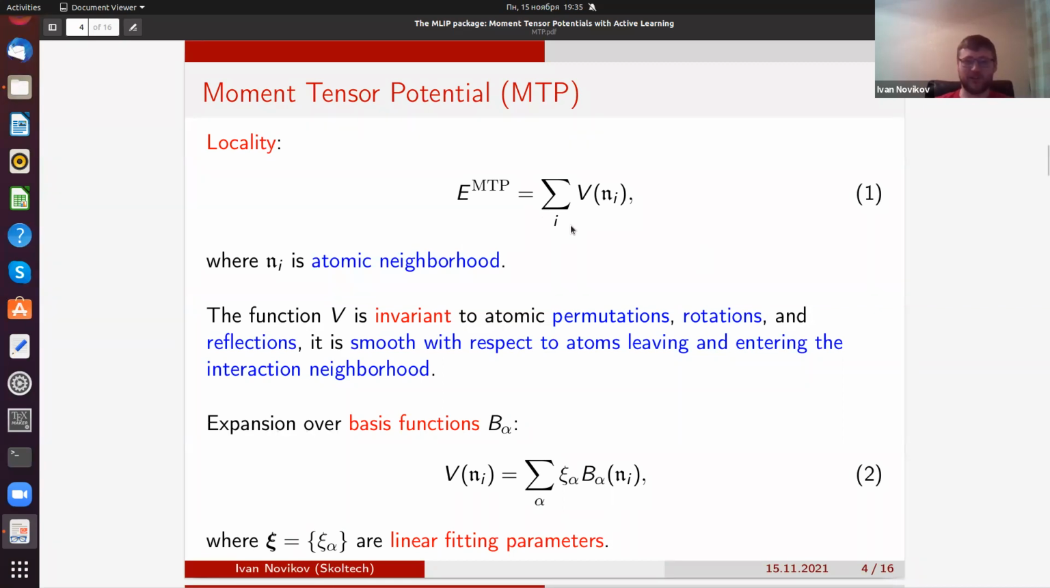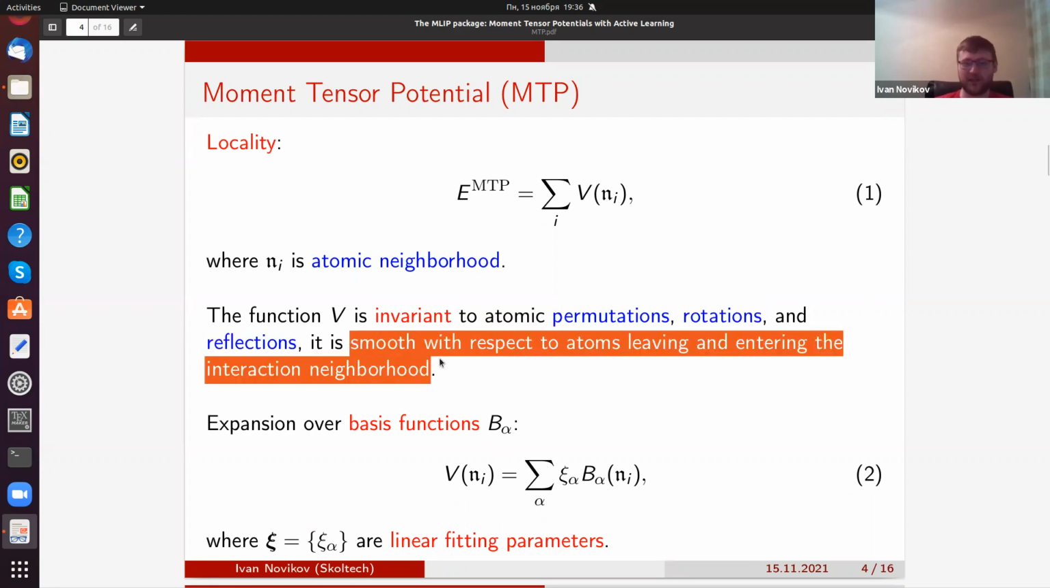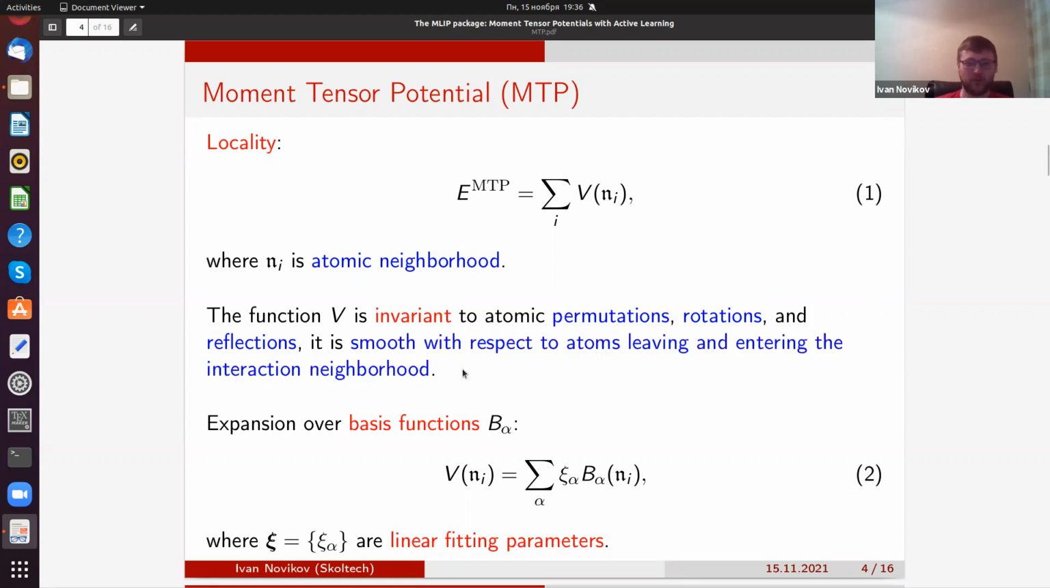As usual in a local potential, we calculate the energy of MTP as a sum of contributions. V is the contribution of each atom in the system, and I is the atomic neighborhood. The function V, as was already discussed today, should be invariant with respect to atomic permutations, rotations, reflections, and also should be smooth with respect to atoms leaving and entering the interaction neighborhood. We'll explain this in the next slide.